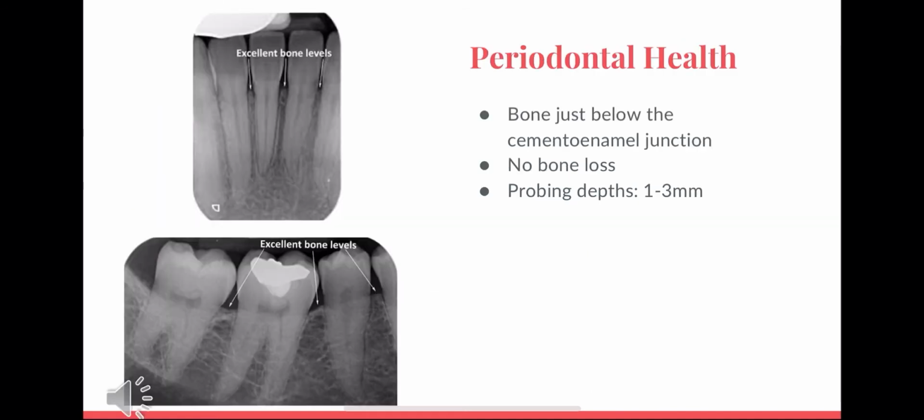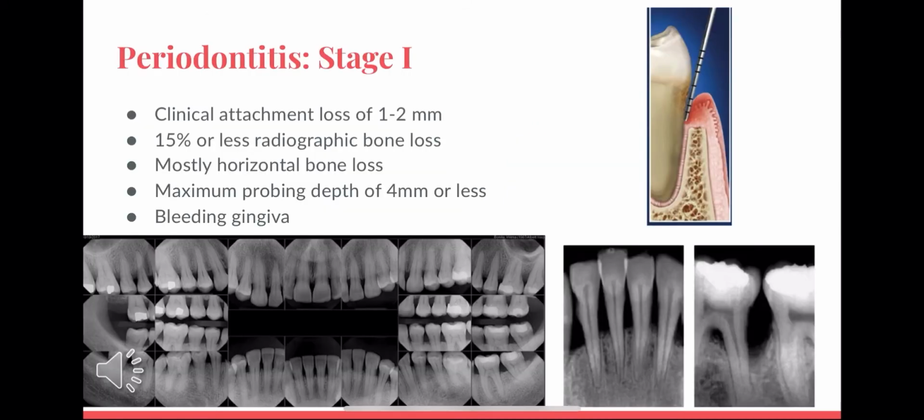All right, now we're going to take a look at periodontal health, which is dealing with your tissues and bones surrounding your teeth. So when you have a healthy periodontium, your bone is just below the cementoenamel junction, right below your teeth in these photographs over on the left, and there's no bone loss. Usually with these type of individuals, we have a probing depth between 1 to 3 millimeters.